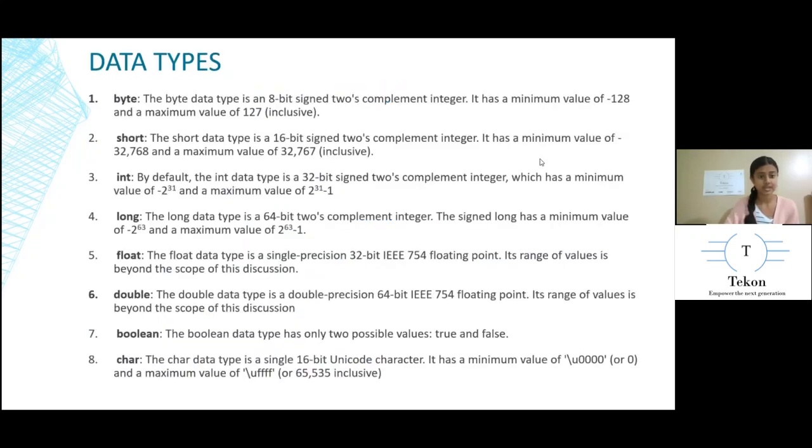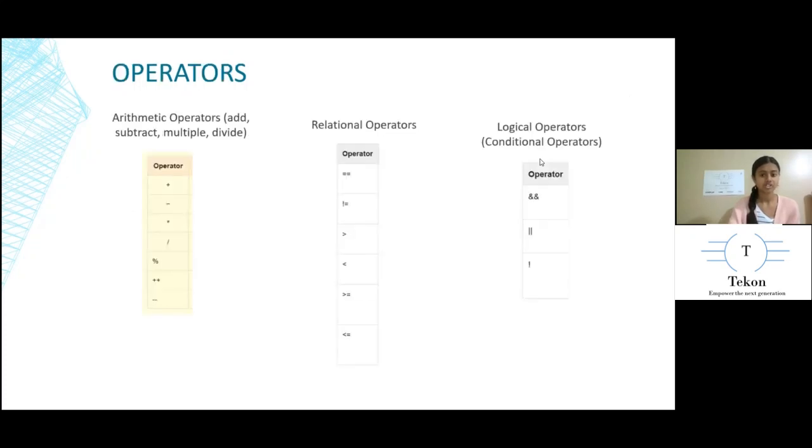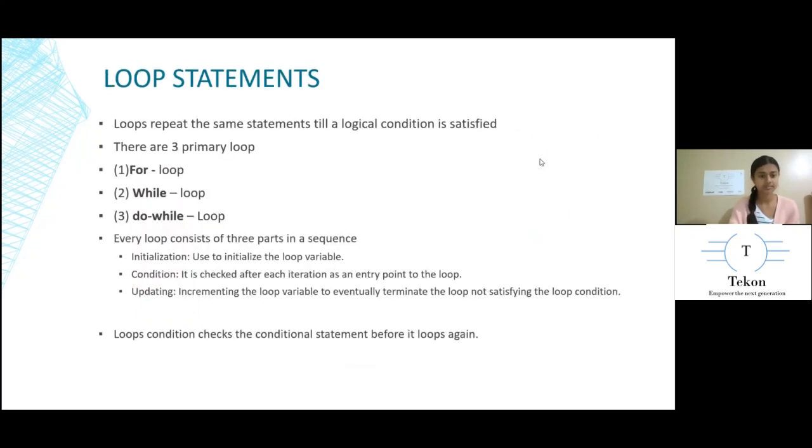So these are some data types. There's byte, short, int, which is integer, long, float, double, boolean, and char, which is character. And these are some operators. There are arithmetic operators, relational operators, and logical operators.